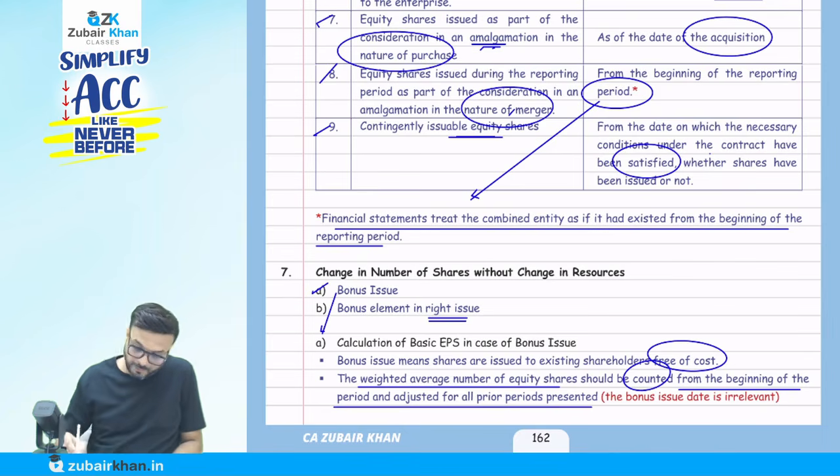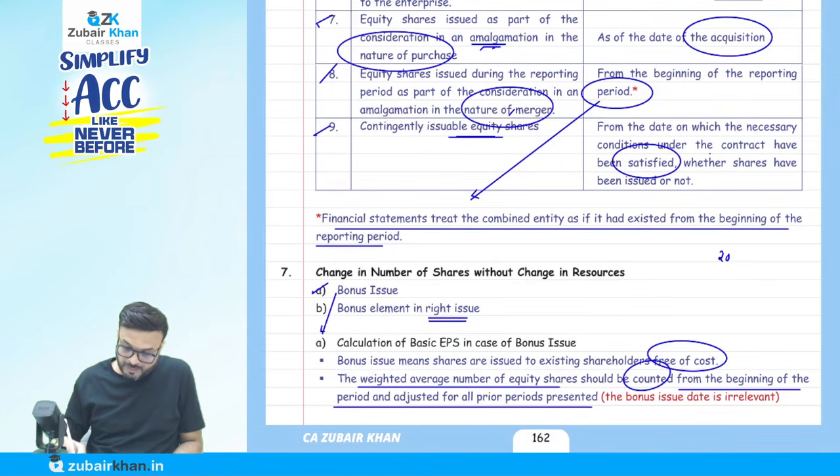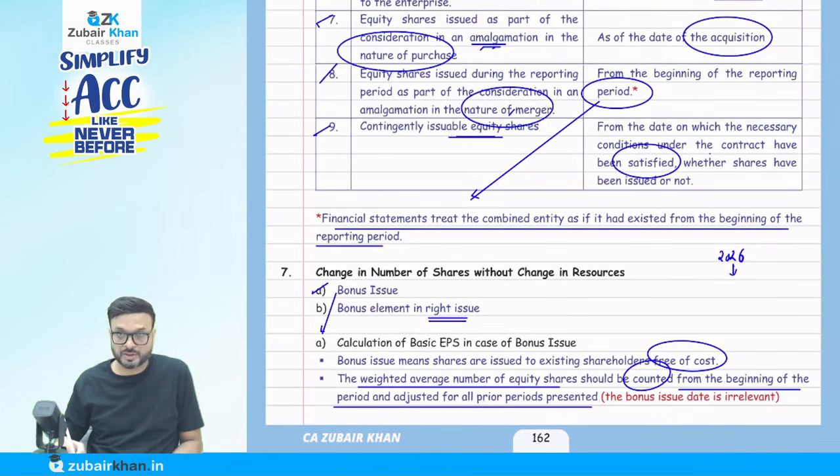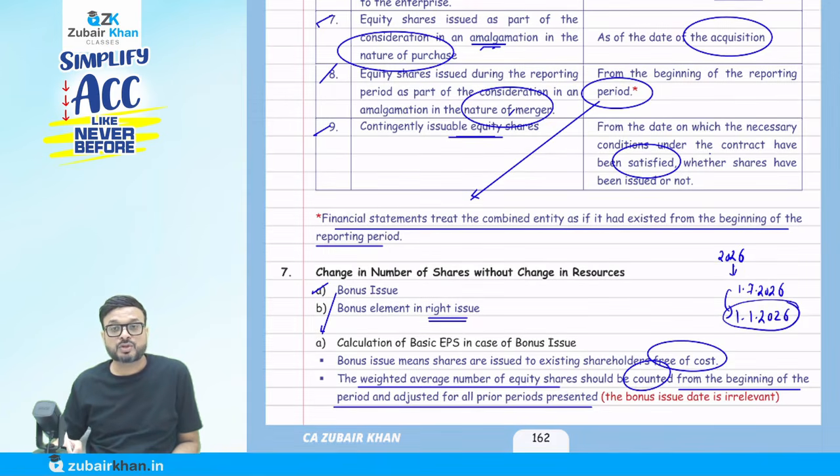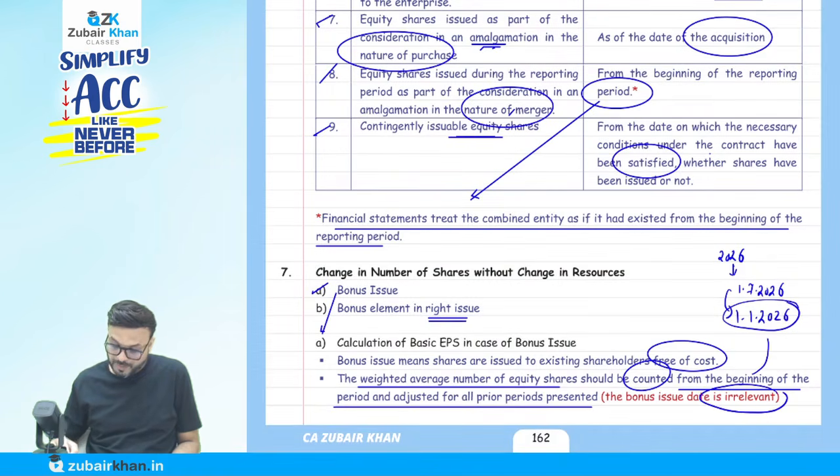For example, suppose they are following the calendar year 2026. We issue the bonus shares, on whatever number of shares we have, suppose on 1st of July 2026. But for the purpose of bonus, it is going to count from 1st of January 2026. So they say here, the bonus issue date is irrelevant. It should be counted from the beginning of that year.